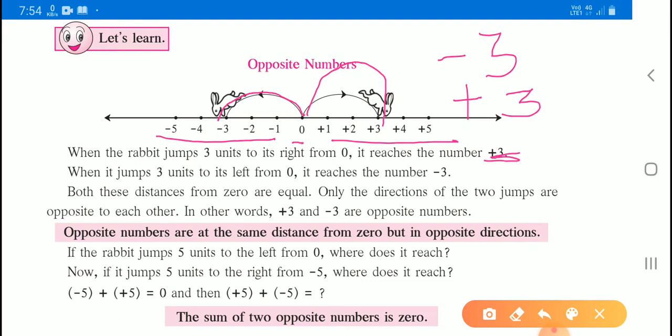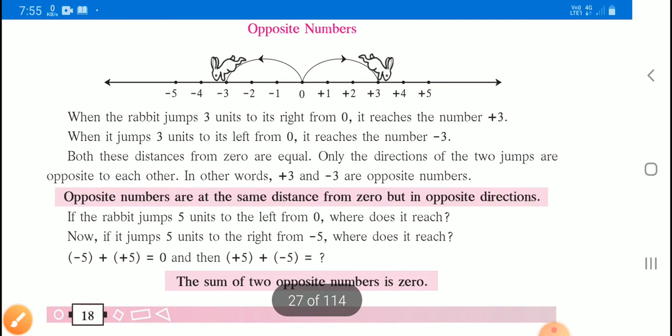Both these distances from 0 are equal. If you see both the distances, they are equal. Only the directions of the two jumps are opposite to each other. You can see here this direction is right and this one left. So these are opposite directions to each other. In other words, plus 3 and minus 3 are opposite numbers, or you can say positive 3 and negative 3 are opposite numbers of each other.